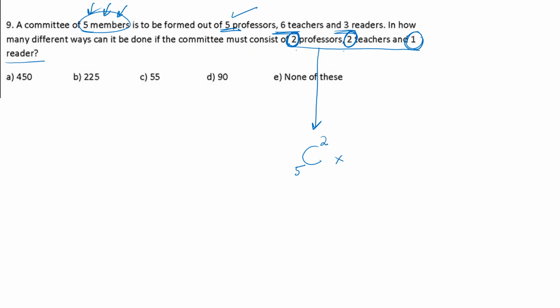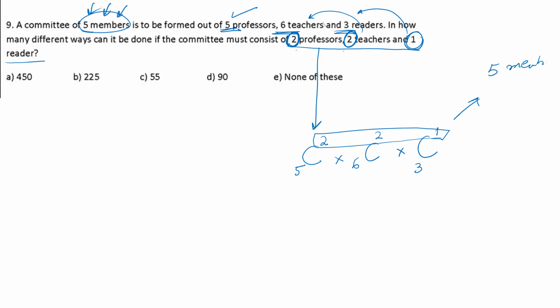And select the 2 teachers from the teachers. It means out of 6 teachers, you have to select the 2 teachers. And select 1 reader. The total number of readers is 3. So out of 3 readers, you have to select 1 reader. So can you see that this forms a total of 5 members? Okay, this forms a total of 5 members. So just write it in the calculator and get the answer.